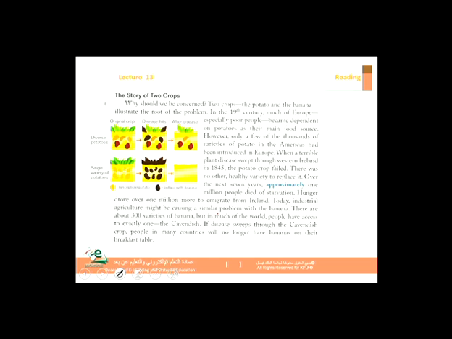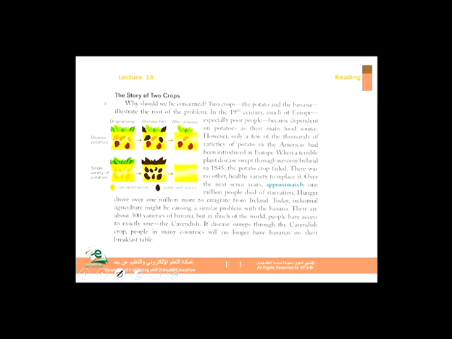The story of 2 crops. Why should we be concerned? 2 crops, the potato and the banana, illustrate the root of the problem. In the 19th century, much of Europe, especially poor people, became dependent on potatoes as their main food source.